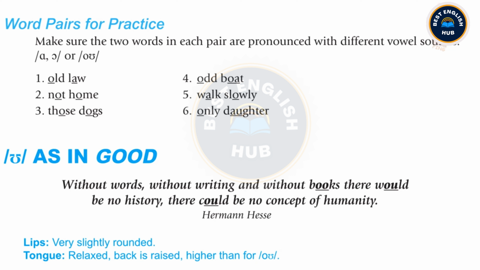Word combinations for ah, aw, and o. Make sure that the two words are pronounced with different vowel sounds. Old law. Not home. Those dogs. Odd boat. Walk slowly. Only daughter.